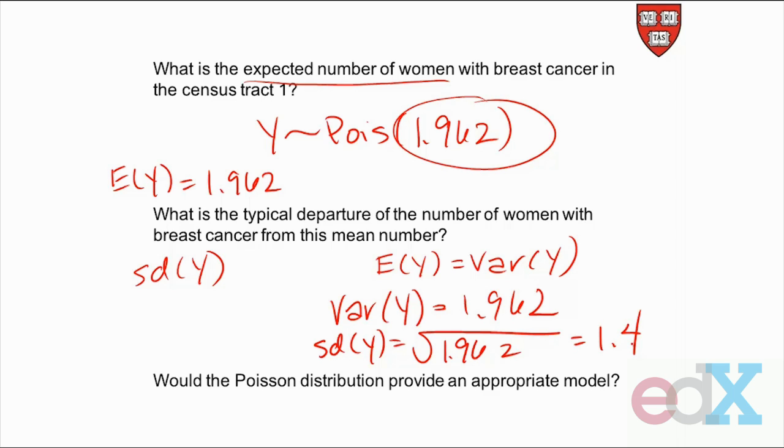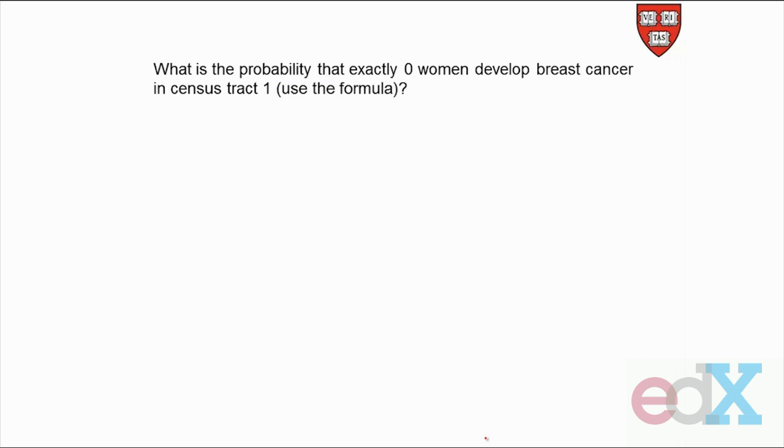The next question asks us, would the Poisson distribution provide an appropriate model for these data? We know that the Poisson distribution is usually used with count data. It's usually a reasonable distribution to use. However, we can't really assess whether the Poisson model fits this data really well without more data on the census tract. So given that we have count data, it's probably going to be okay. But in practice, we really use more rigorous model diagnostics to assess whether the Poisson distribution provides a good fit. Now let's go ahead and do some probability calculations.